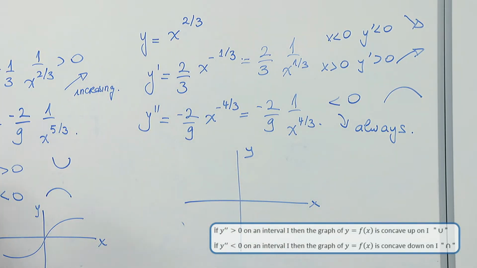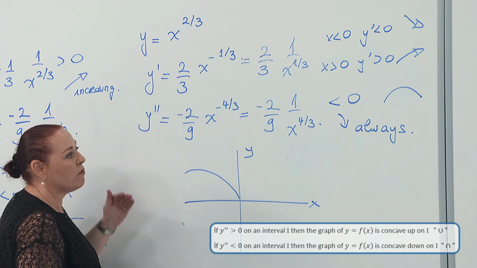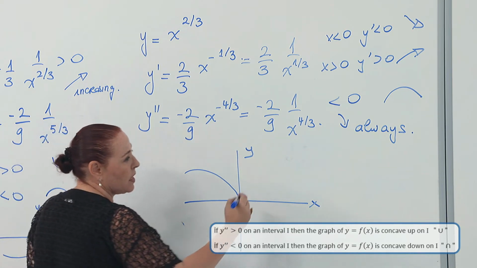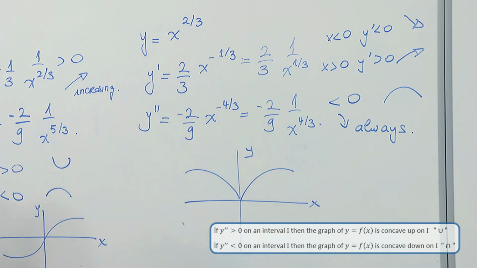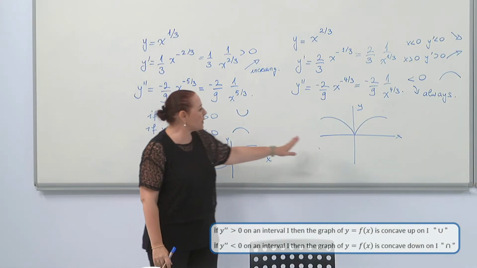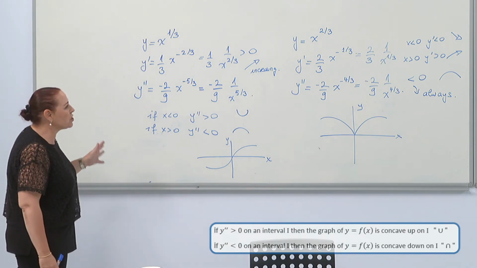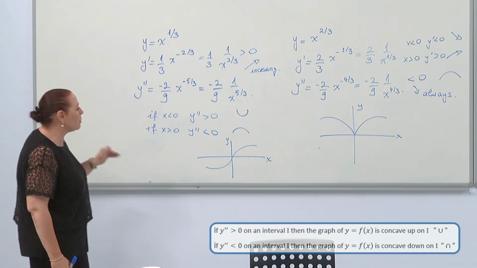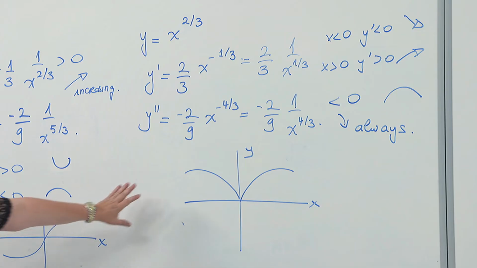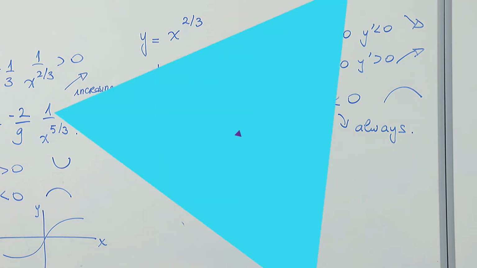increasing and decreasing changes. So for the negative x's, it's concave down, decreasing. For the positive x's, it's still concave down, but now it's increasing. So from these two examples, we can see that there is no relationship between increasing and decreasing. In order to be able to graph correctly, you have to explore the concavity.